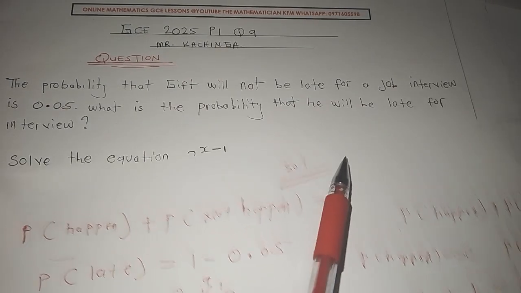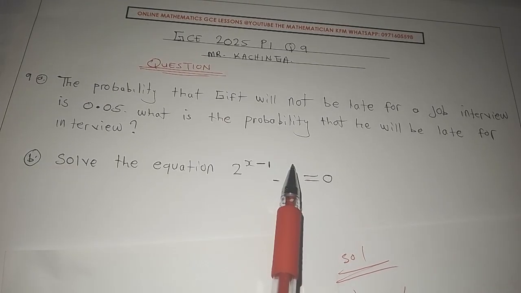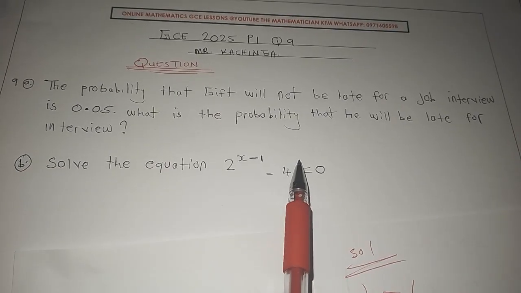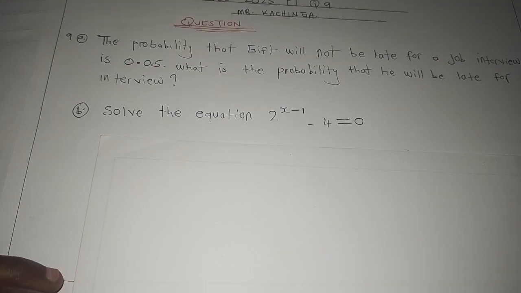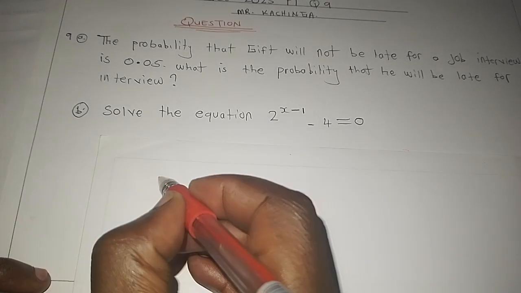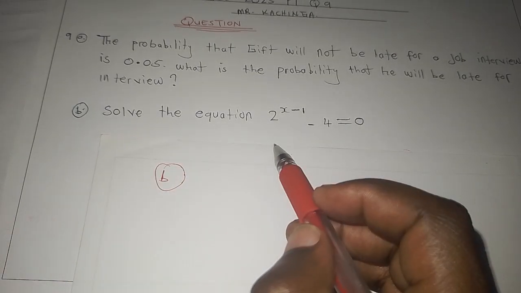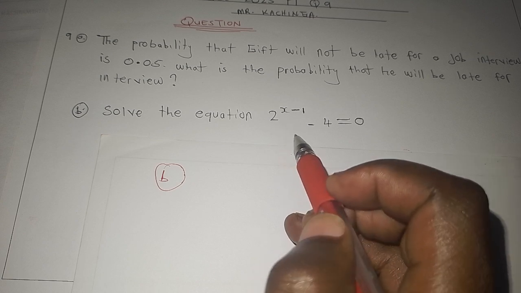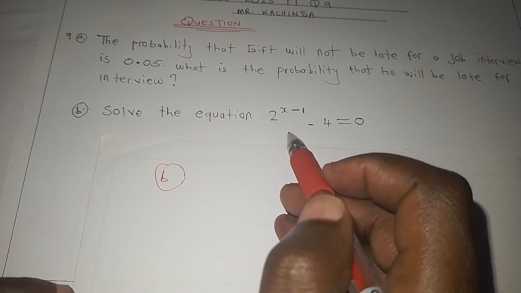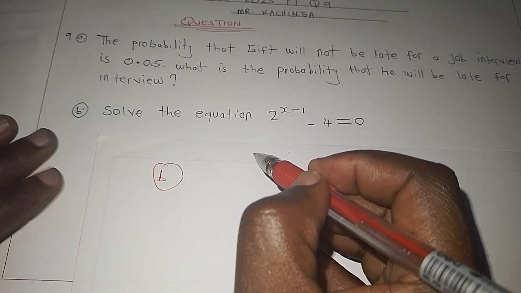Okay, so now let's look at the other question here, which is 9b. For 9b, we'll solve it from the other side. So we want to solve 9b. First of all, you have to identify this question. This is an exponential equation. So in this case, the laws of indices should be applied.